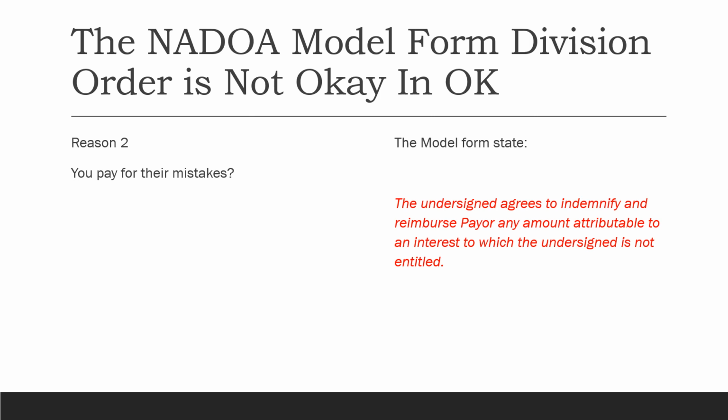The number 2 reason you should not use the model form: should you pay for their mistakes? The model form says the undersigned agrees to indemnify and reimburse payer for any amount attributable to an interest to which the undersigned is not entitled. In other words, if they make a mistake and they overpay you, then you have to indemnify them and pay back the payer. If you are overpaid, the company may have some remedies, but there's no reason to give them extra remedies to which they're not entitled.